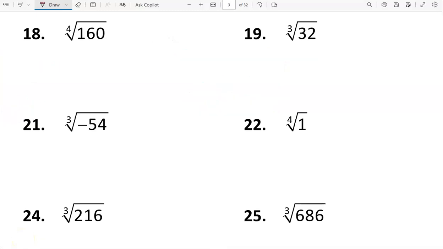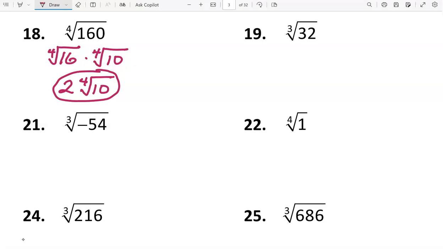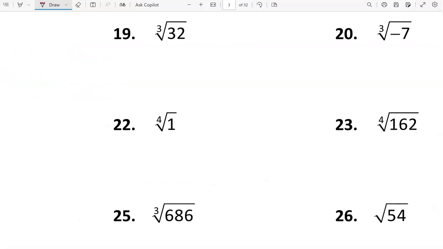In 18, we're looking for our perfect fourth powers. Perfect fourth powers are 1 to the fourth is 1, 2 to the fourth is 16. That's our perfect fourth power factor, and so this can be re-expressed as the fourth root of 16 times the fourth root of 10. The fourth root of 16 is 2, so this is 2 times the fourth root of 10. And of course 10 does have other prime factors, 5 and 2, but neither is a perfect fourth power, so we are done simplifying.